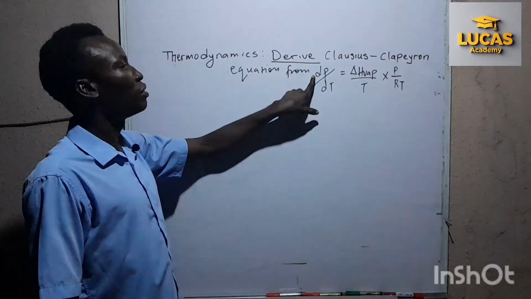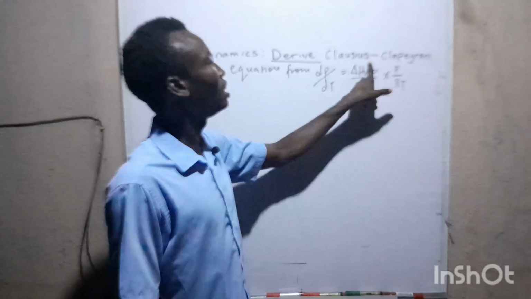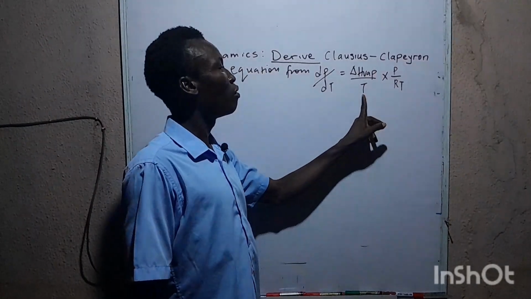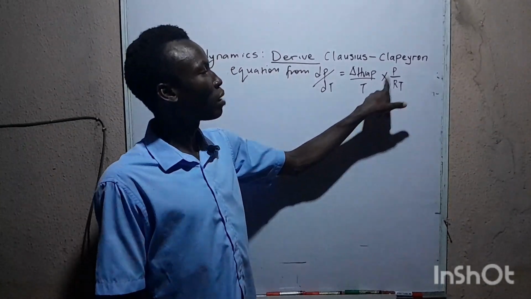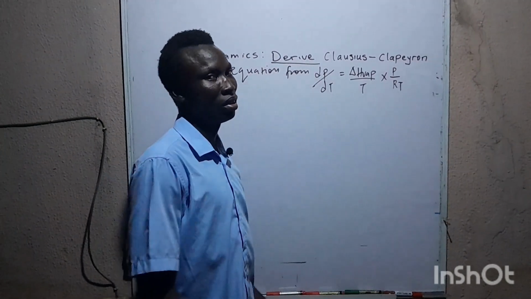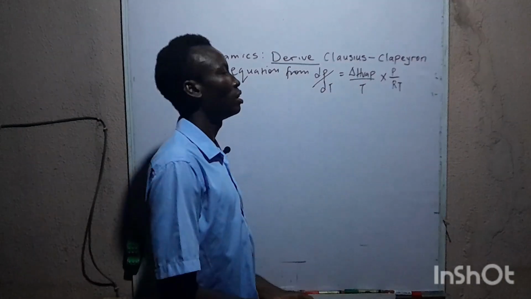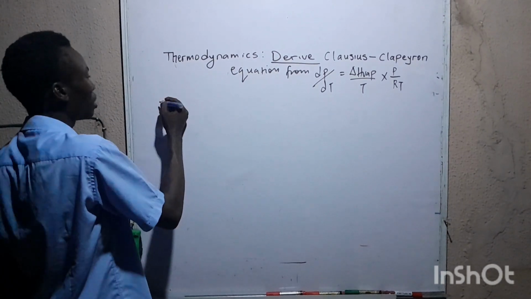Here you go. dP/dT equals the change in heat of vaporization over temperature, multiplied by the pressure over RT. I believe you know the origin of this. Well, let us derive what we need to derive here. Come on, Joe. Come closer.